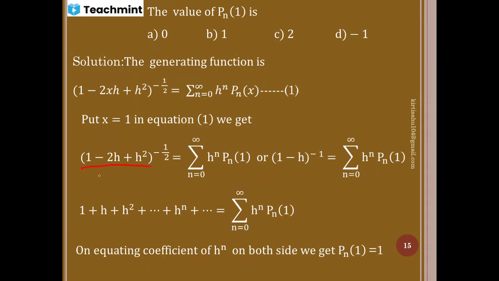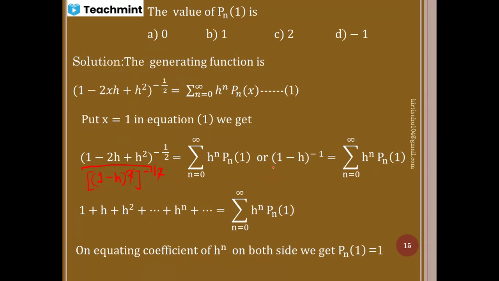Now if you look at this term, this is exactly the same as (1 minus h) whole square, right? This can be written as (1 minus h) whole square, and then the power minus half. So this 2 will get cancelled according to the law of indices. So I am left with (1 minus h) raised to the power minus 1, right? This is equal to the summation of h raised to n Pn of 1. Now, as the summation is there, when we apply n equal to 0 and so on, we will get the various values.